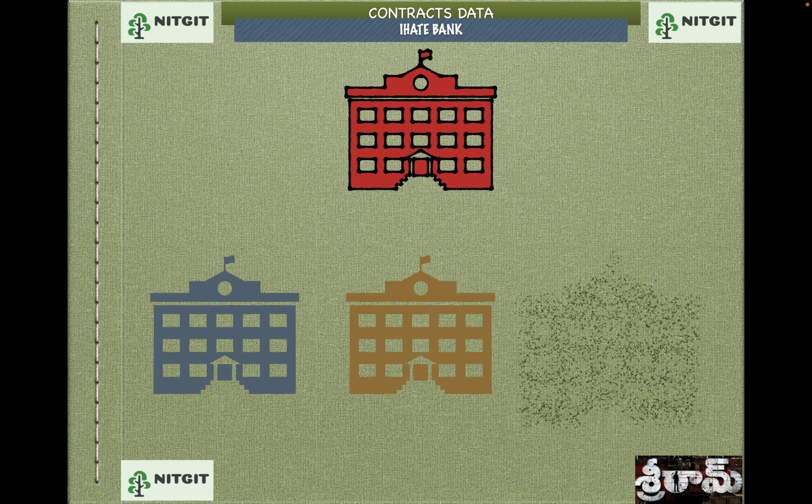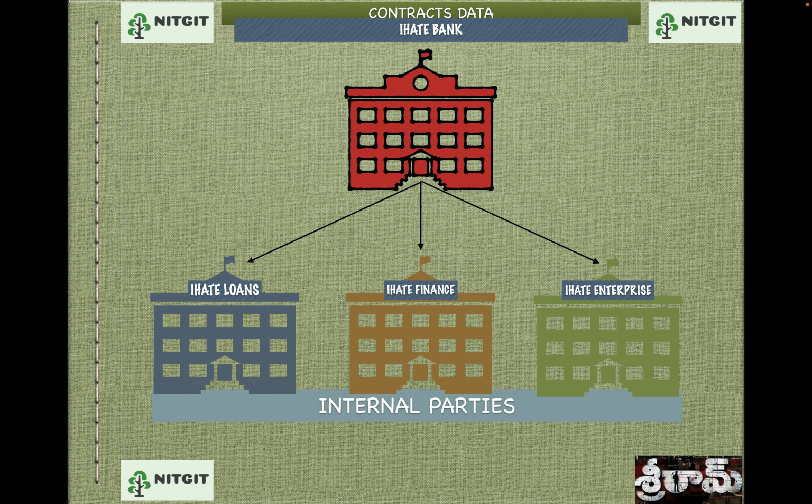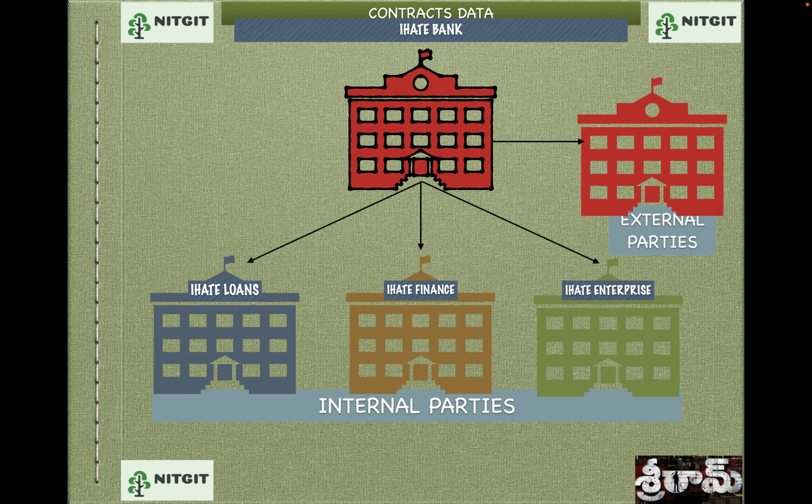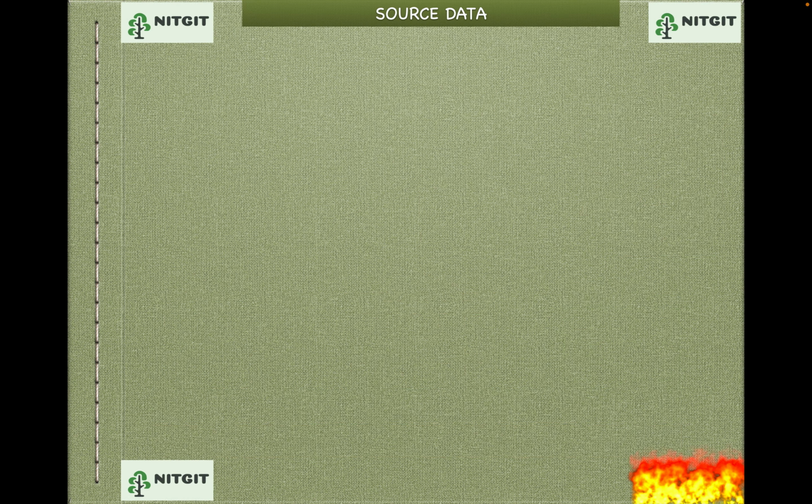This I Hate Corporate also has multiple other entities: I hate loans, I hate finances, I hate enterprises. All these transactions are also included, called internal parties. We also have some external parties which have a contract with the internal parties, and transactions are also coming for this corporate. So our requirement is to create an enterprise data warehouse to understand the business and take decisions to improve the business to get double the money. As I told you, I have a greedy board of directors.